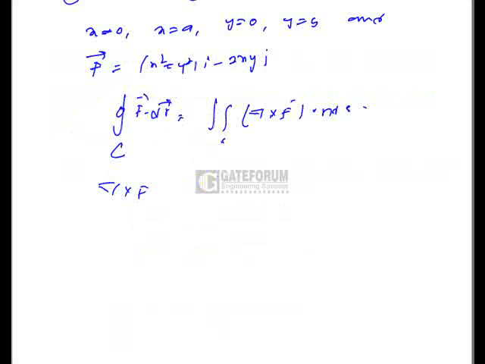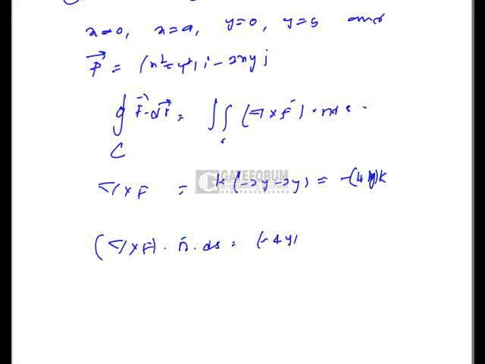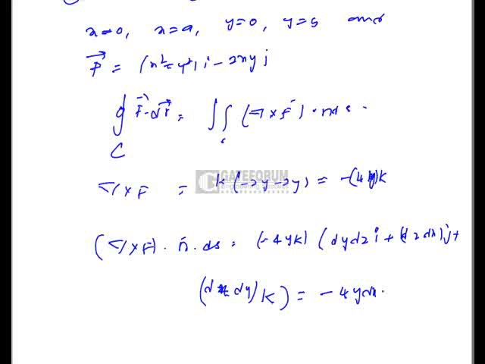Now del cross f, if I calculate, it will be k times of minus 2y minus 2y, which is equals to minus 4y k. Now when you take del cross f dot n into ds, which is nothing but minus 4y k into dy dz times i plus dz dx times j plus dx dy times k, and if I simplify, it will be minus 4y times dx dy.